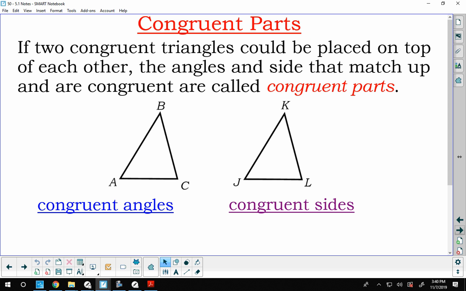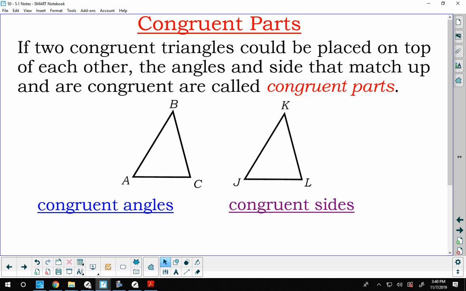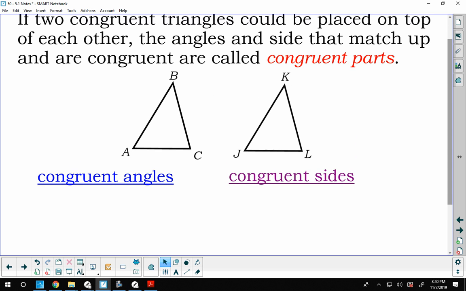So here's an example. If two congruent triangles could be placed on top of each other, like this, the angles and sides that match up and are congruent are called congruent parts. So A and J are congruent angles, K and B are congruent angles, and L and C are congruent angles. And then the sides that match up are also congruent. So let's list all of the congruent parts. So we know angle A is congruent to angle J because they match up.